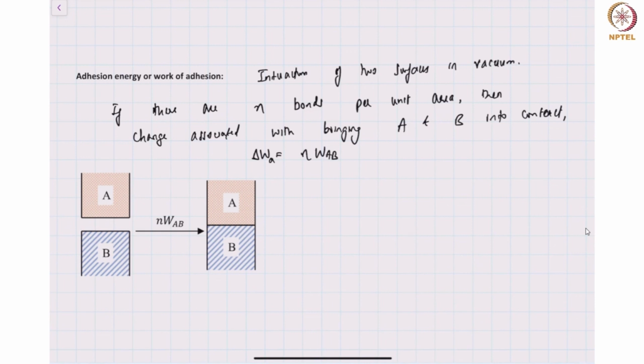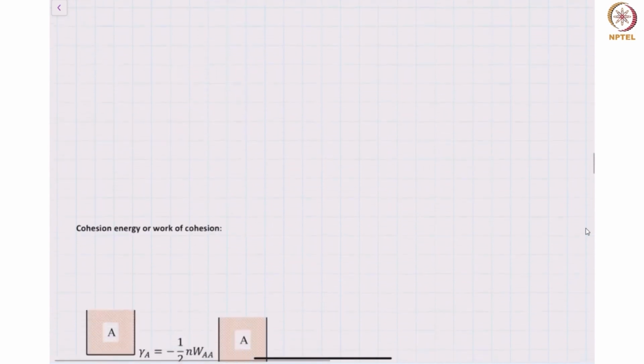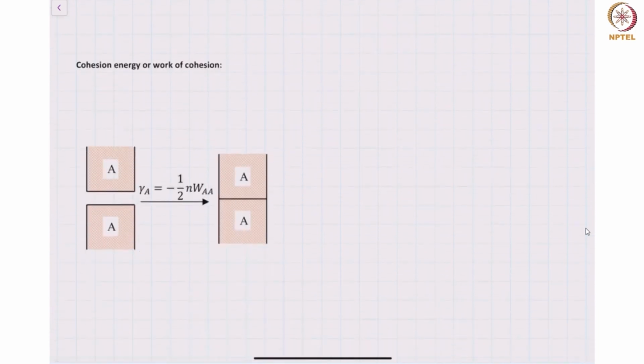Now I can take the same idea forward and say, instead of bringing two surfaces of different materials together, let's say I'm bringing two surfaces of the same material together, for example, as shown in this cartoon here, I have A and A coming together. In this particular case, the total work, the change in energy, is associated with what is called the work of cohesion. So let me write that down.